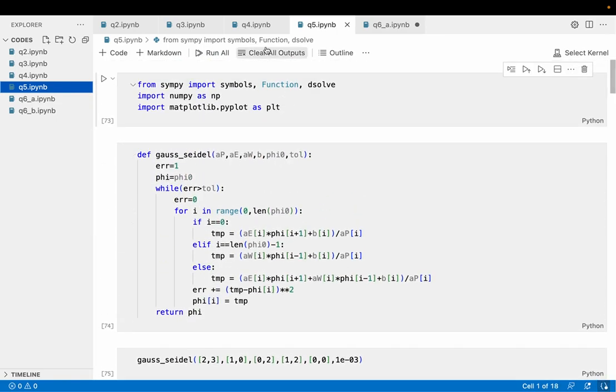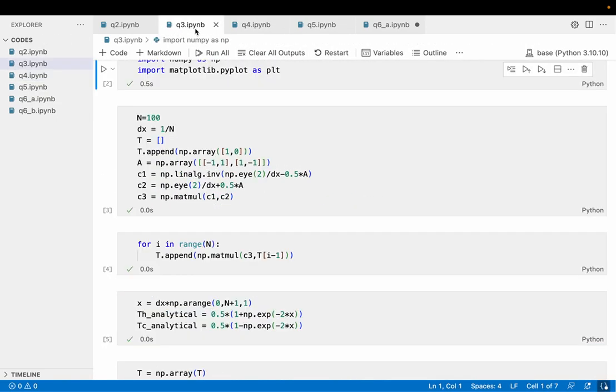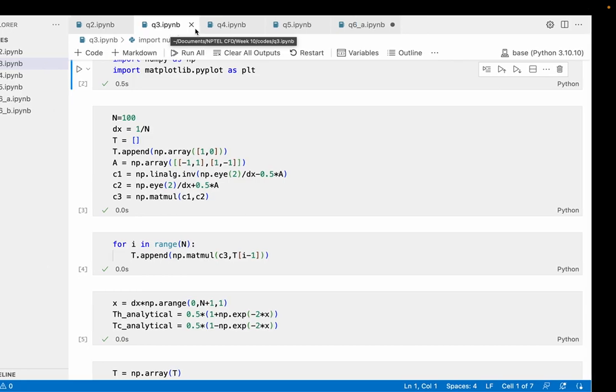Okay, are there any questions till now? We have around 15 minutes left, so if there are any questions I may take them, otherwise we will go to the next questions.